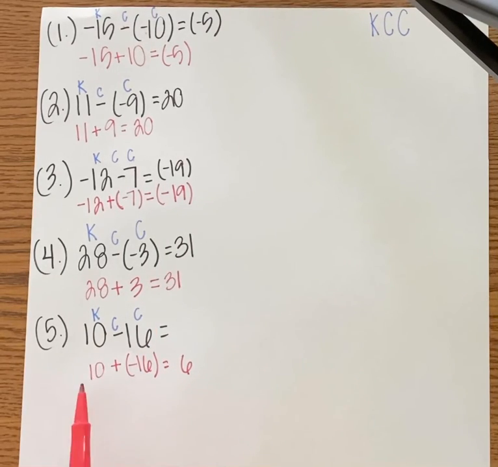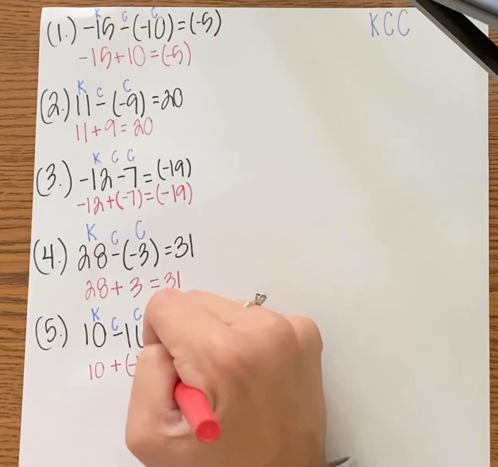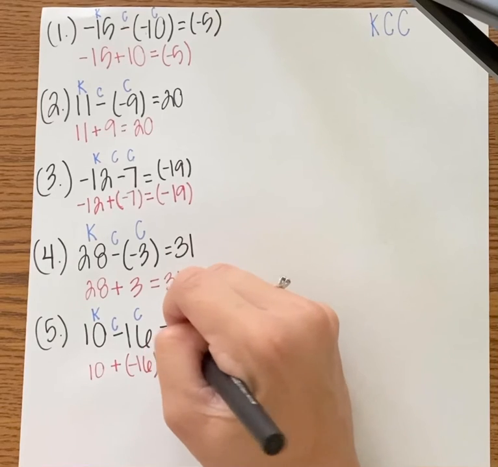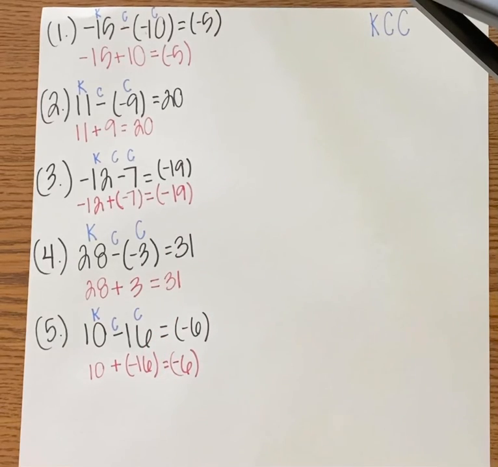Out of these two addends, the 16 has the greater absolute value. It's further away from 0. And 16 is a negative number. So my answer is negative 6. So 10 minus 16 is negative 6.